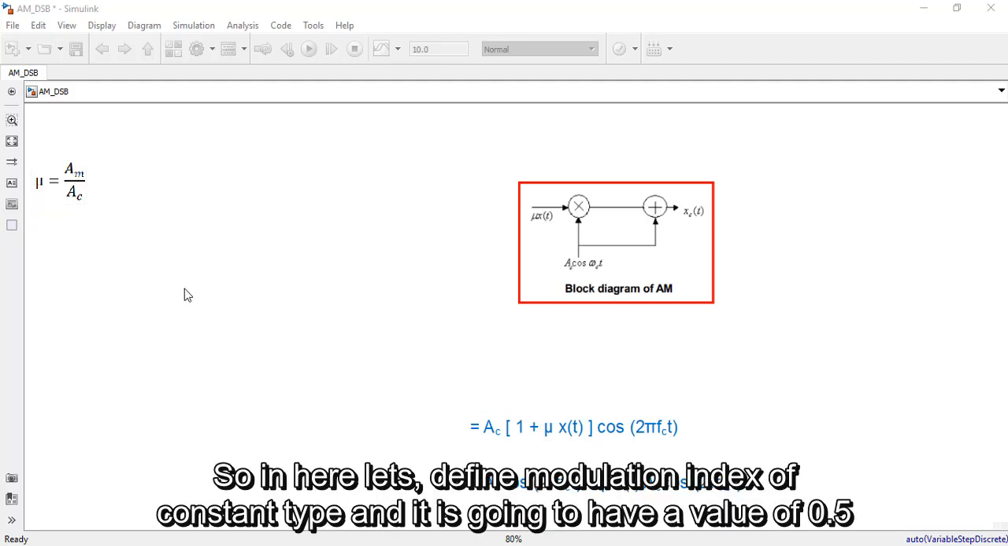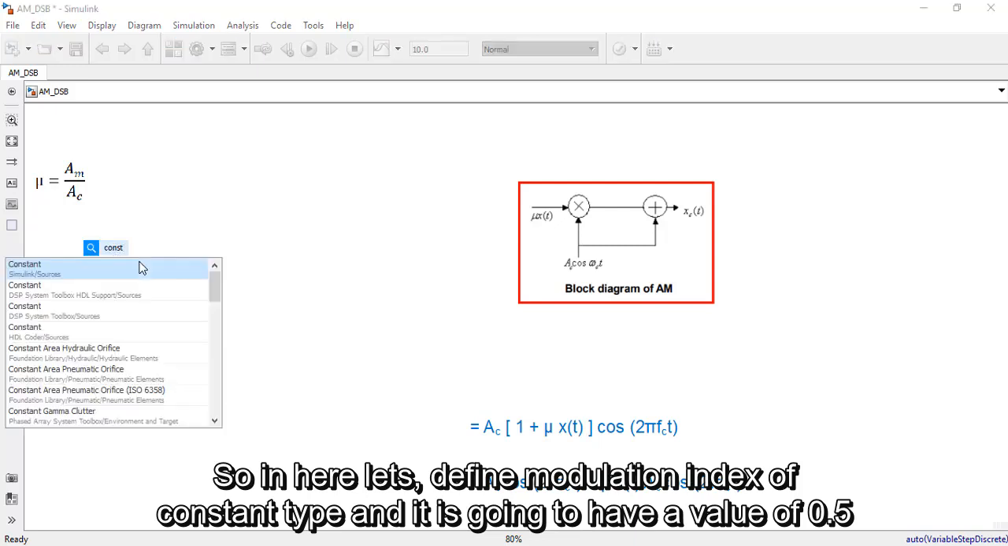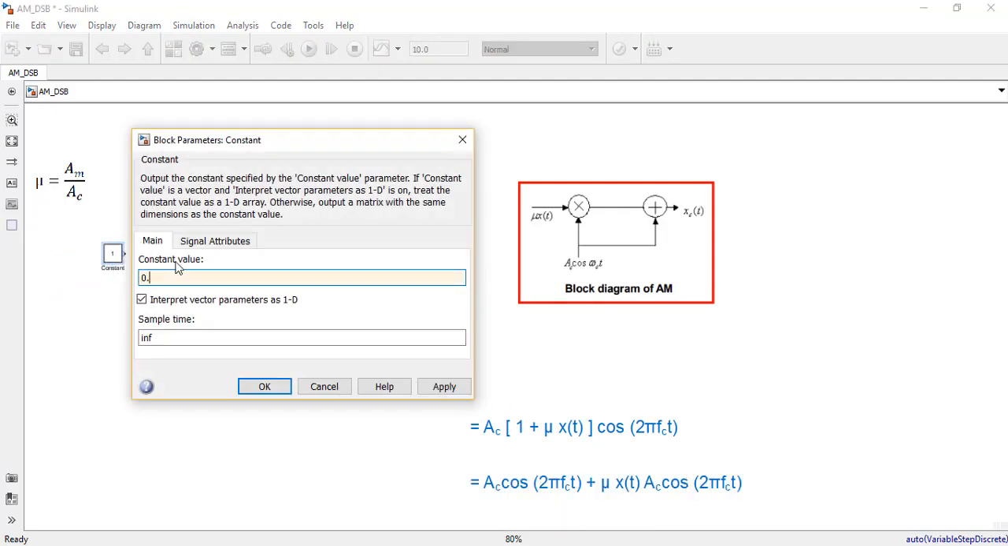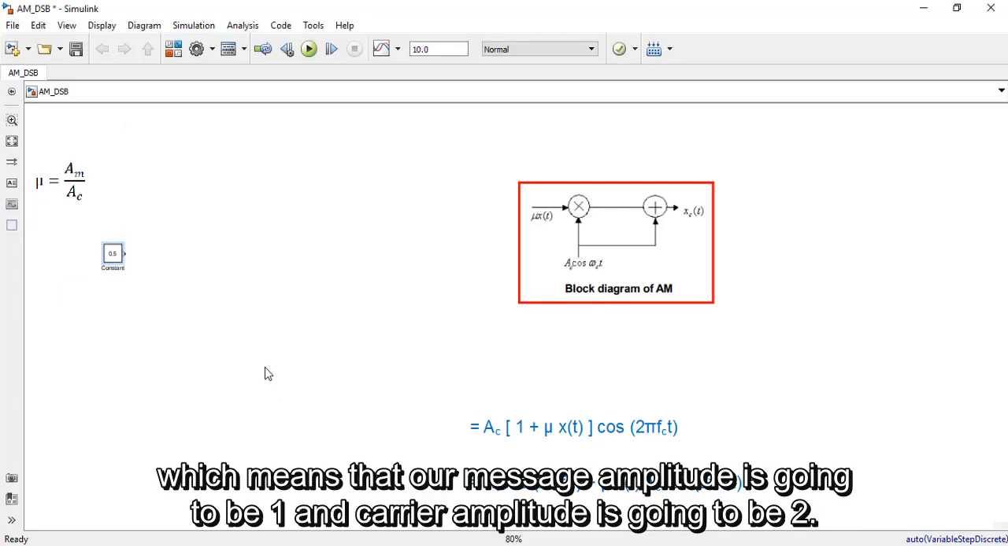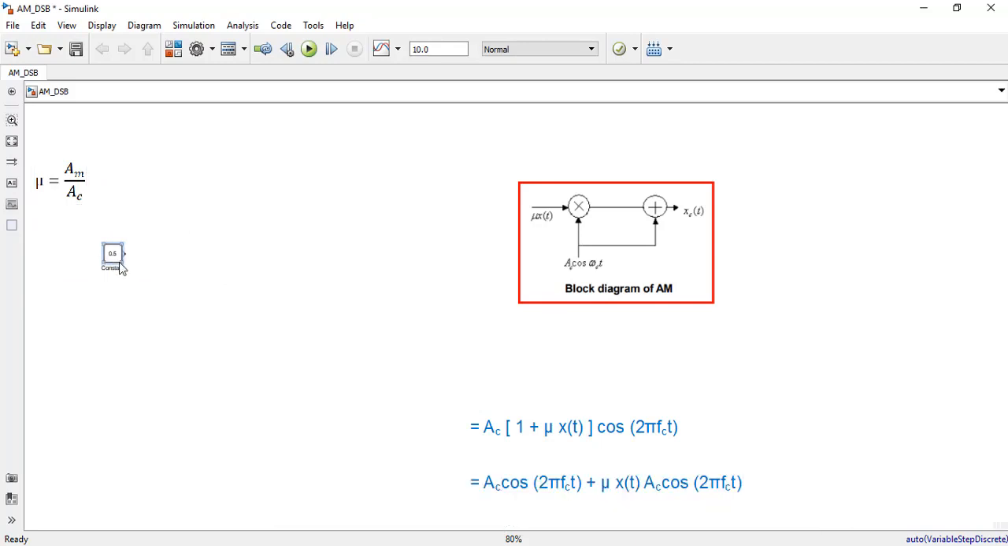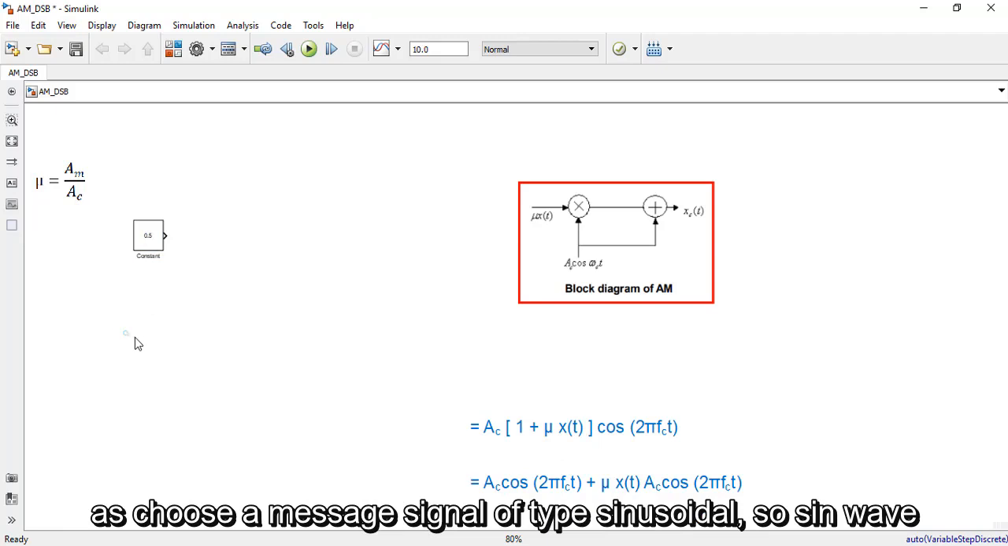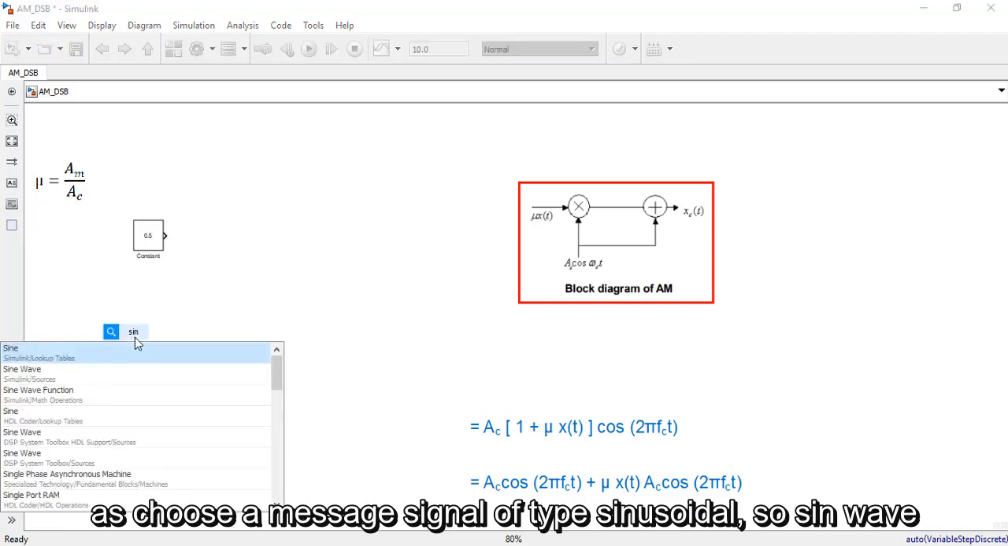So in here, let's define a modulation index of constant type, and it is going to have a value of 0.5, which means that our message amplitude is going to be 1 and our carrier amplitude is going to be 2. So this is our constant term. This constant term is going to be multiplied with the message signal. Let's choose a message signal of type sinusoidal, so a sine wave.